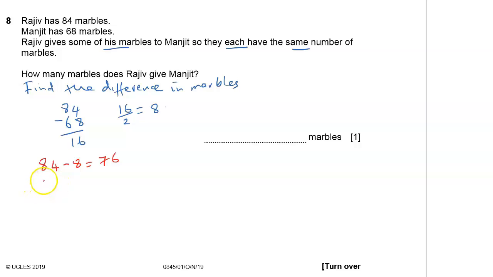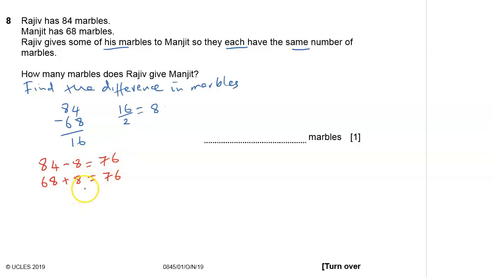What about if Majid receives the 8 marbles that has been given by Rajiv? How many marbles will he be having? And therefore, 68, you add 8, this will be 76. Therefore, you can see when Rajiv gives 8 marbles, he remains with 76 marbles.